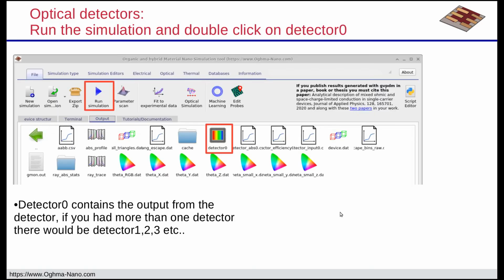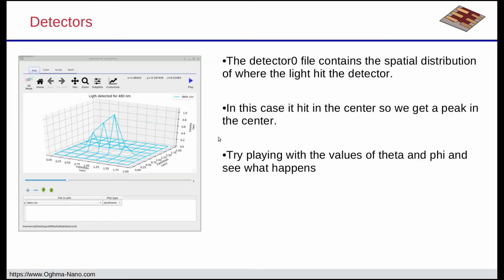So, examining the results. Once you run the simulation, if you just click run simulation and double click on detector there, you can examine in effectively 2D how the light has hit the detector. So this is showing we've got some light hitting the detector in the centre of it.